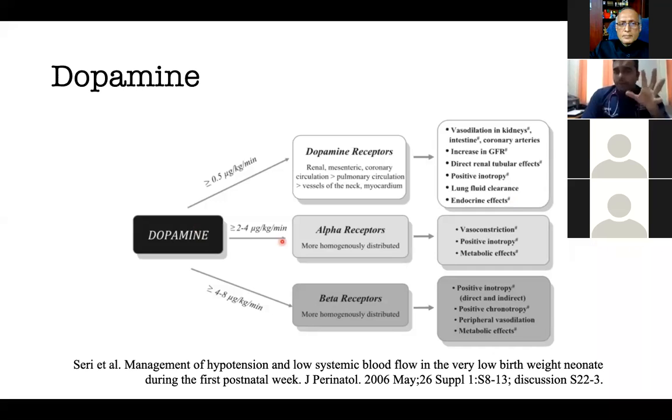Whereas dopamine at doses of 2 to 4 acts predominantly on the alpha receptors. Alpha means vasoconstriction. Then, at more than 4 to 8, it starts to have some beta action. That is where it causes peripheral vasodilatation as well as some inotropy and chronotropy.